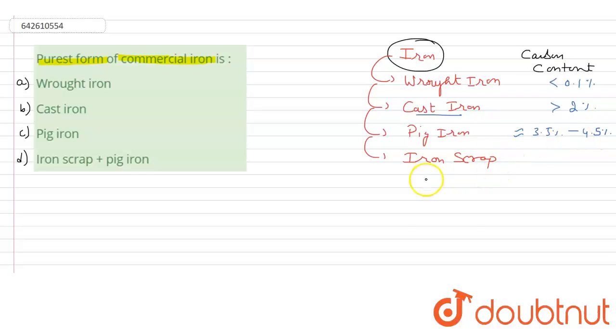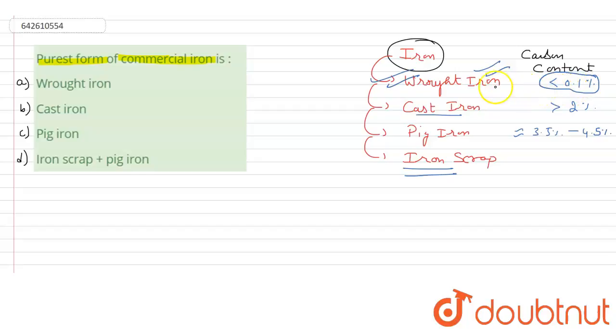And you know that the iron scrap is actually the waste material of the wrought iron, so it is suitable for reworking. Here you can see the carbon content is less in the case of wrought iron, so this is the purest form of commercial iron, because there is less carbon content, which is approximately less than 0.1%.